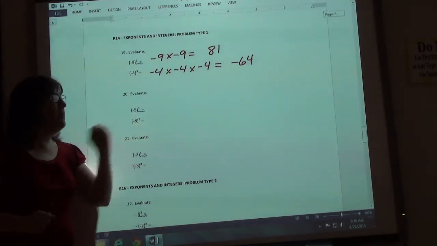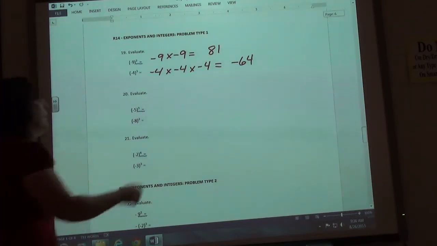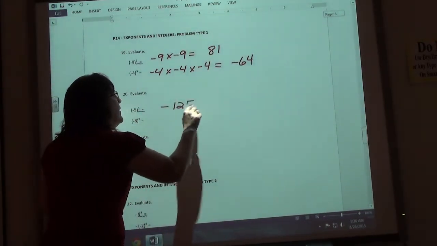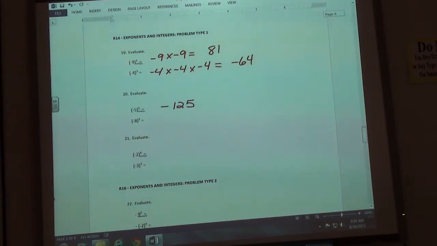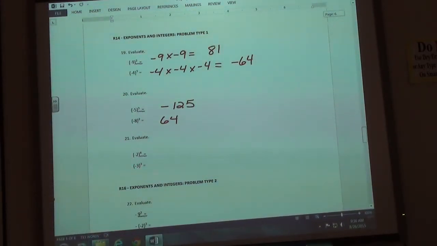So if I do negative 5 cubed, negative 5 times negative 5 times negative 5, I'm going to end up with a negative, and it happens to be 125, right? 5 times 5 is 25, and 25 times 5 is 125. If I do negative 8 squared, I'm going to get positive 64. Yep, 64.